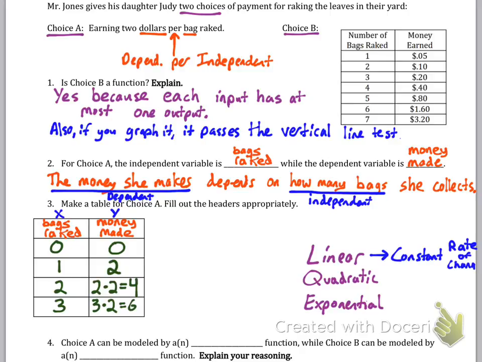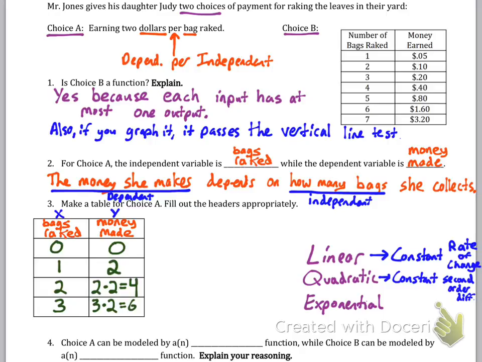Lines always have a constant rate of change. That means if you figure out the rate of change from one point to another point, it will always be the same regardless of which 2 points you pick. A quadratic, on the other hand, has a constant second order difference. That means the rate of change is changing, but it's changing by the same amount each time.